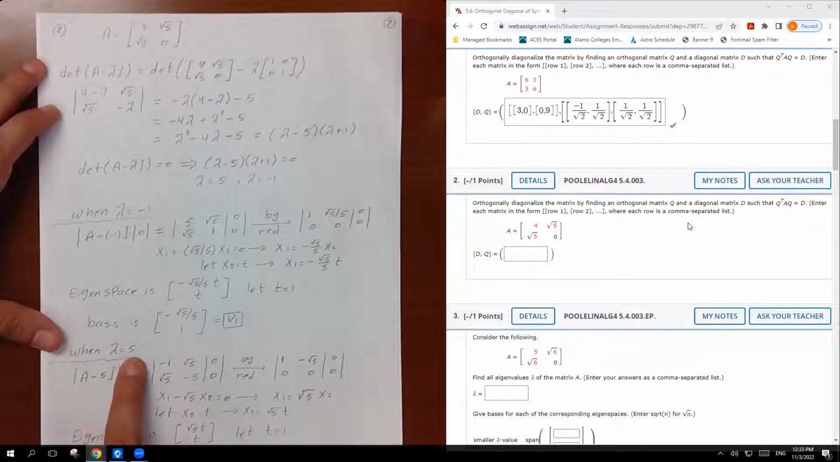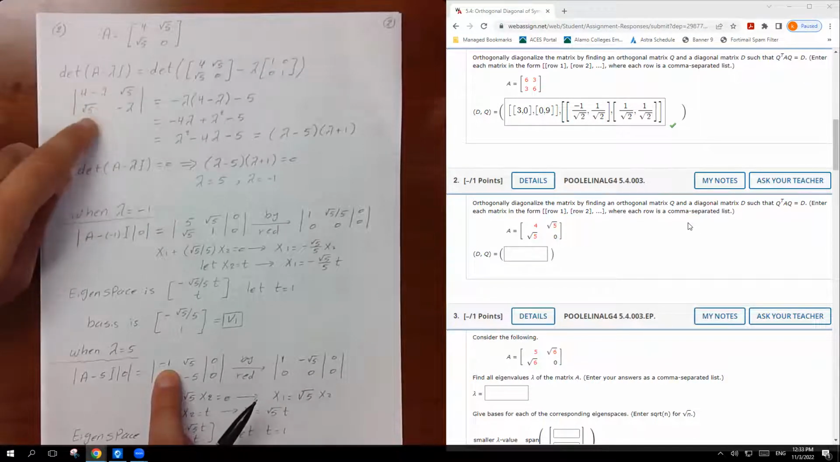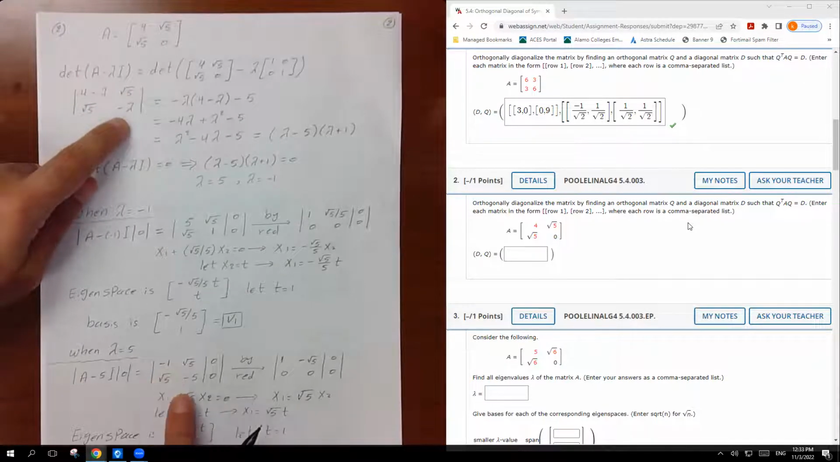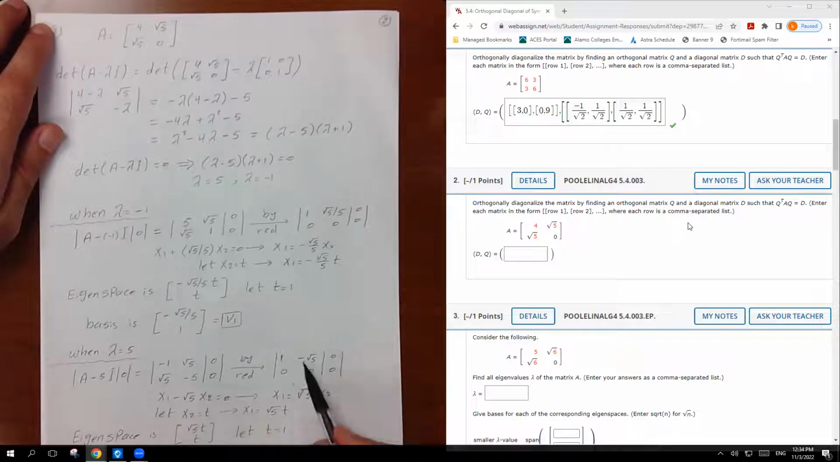Now lambda equals 5. So A minus 5I is going to be with the 0. That means you're going to plug in 5 here. 4 minus 5 is going to be negative 1. Here's 5, here's the square root of 5, square root of 5, and here is negative 5. By reduction, it's going to be 1, negative square root of 5, 0, and 0. That means x1 minus square root of 5 x2 equals 0. So x1 is going to be square root of 5 x2.